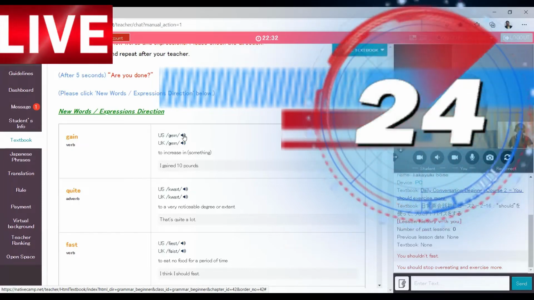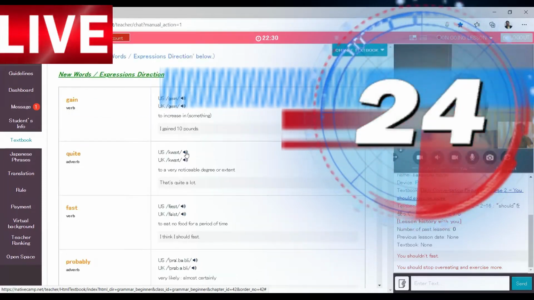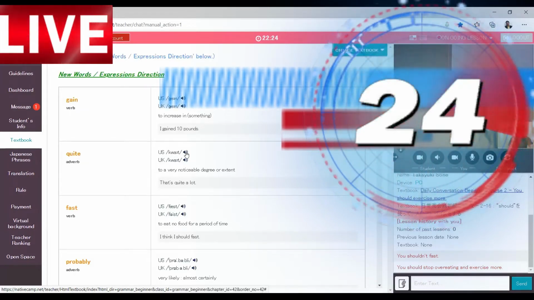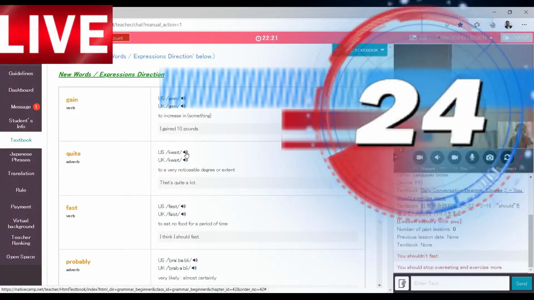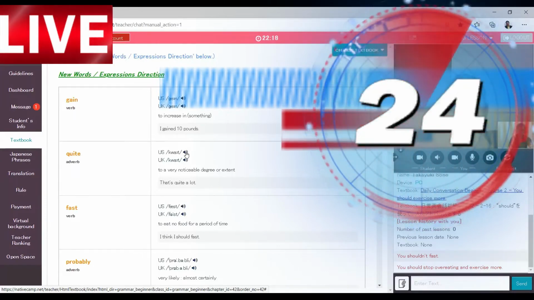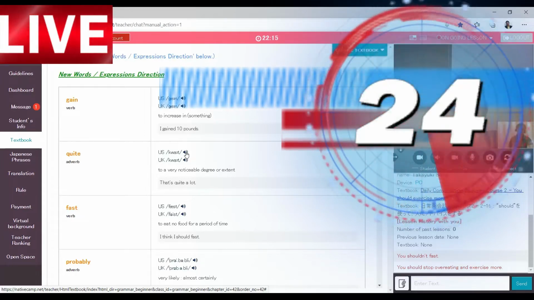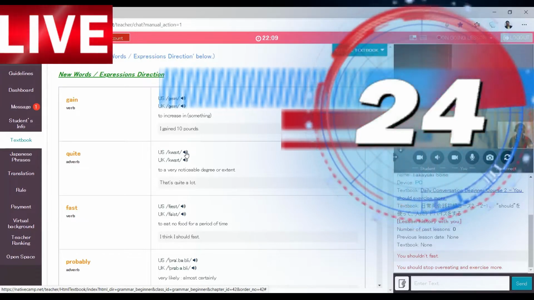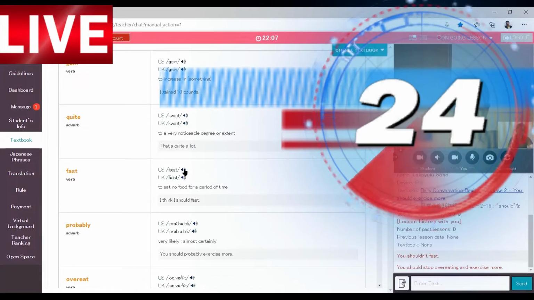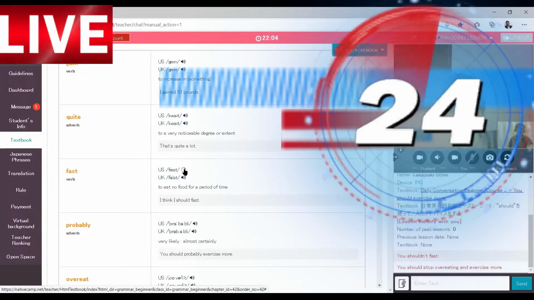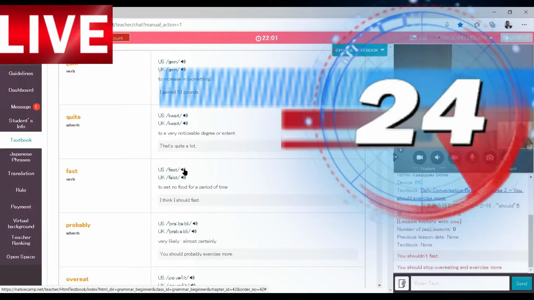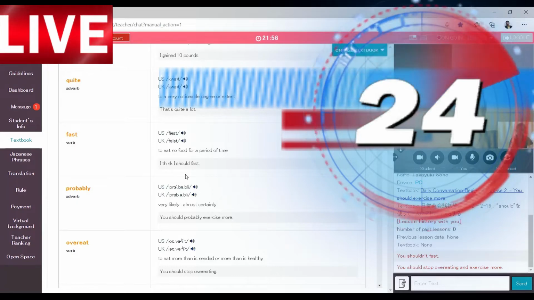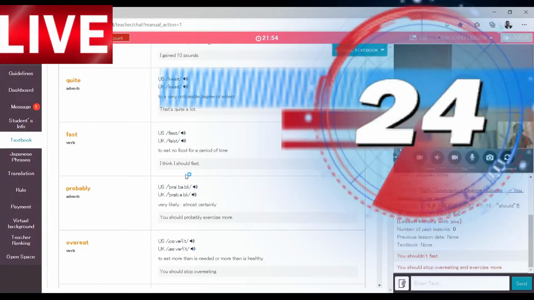I gained 10 pounds. Okay, let's have the next. Quite. Okay, so it means to a very noticeable degree or extent. Okay, please read the sentence. That's quite a lot. Now let's have the next one. Fast. Okay, it means to eat no food for a period of time, maybe 1 month, 1 week, something like that.